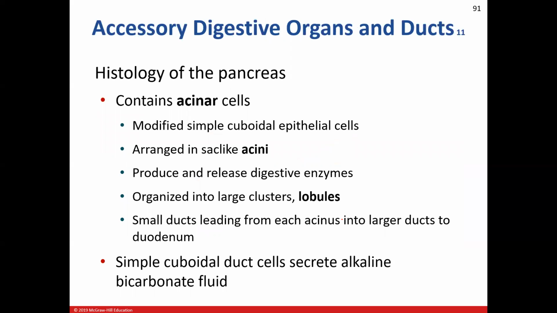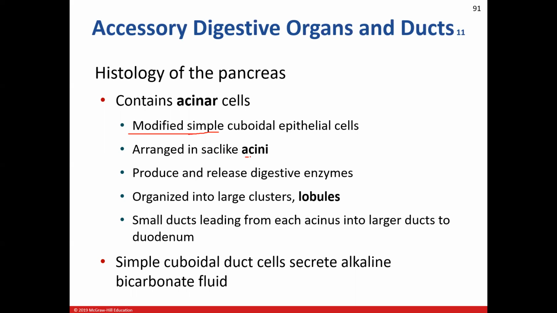So we've already visited and discussed the histology of the pancreas back in chapter 17, but we'll refresh your memories. Since we're talking about the exocrine function, we'll discuss the acinar cells. These cells are simple epithelium, so they're either going to absorb, secrete, or filter. Well, in this case, they are going to secrete something. The shape of these cells is cuboidal, and they're arranged like grapes, or acini.